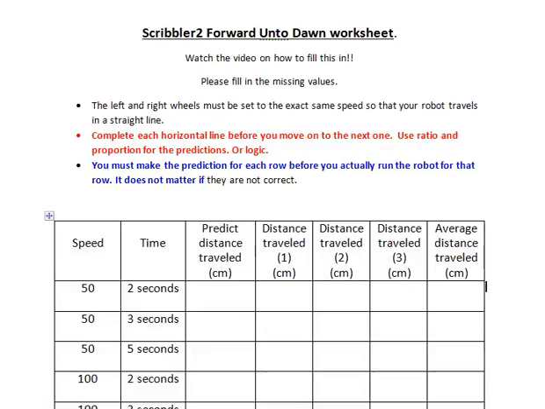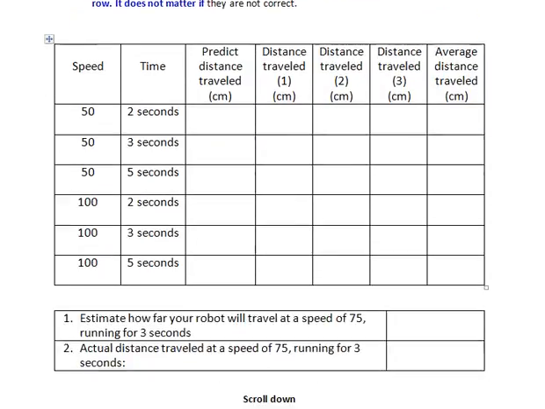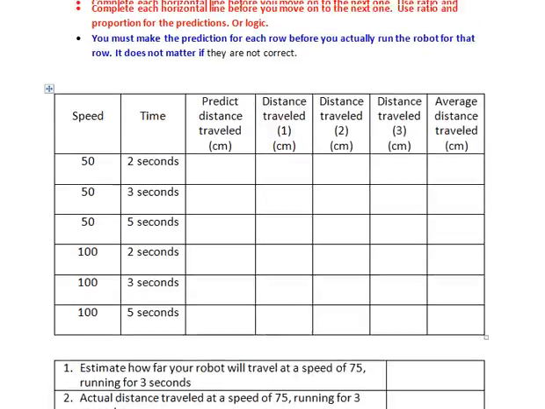Now that you can program your robot to move forward, you are ready to complete the Forward Unto Dawn worksheet. You must set your left and right wheels to the exact same speed so that your robot travels in a straight line. For the first 3 rows, your robot is going to be moving at a speed of 50, and for the next 3 rows, your robot will be moving at a speed of 100.